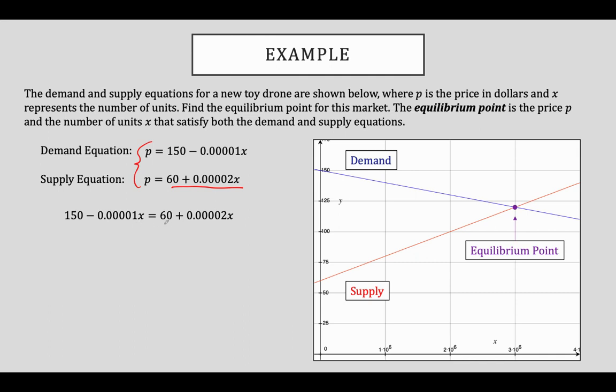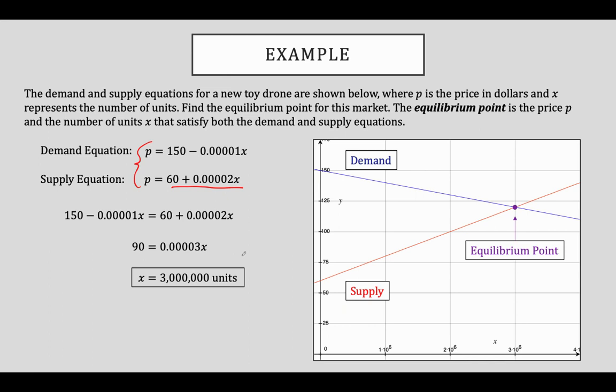We can combine like terms, adding this entire quantity to both sides and subtracting 60 from both sides of the equation. That leaves us with 90 is equal to 0.00003x. And then we can divide both sides of the equation by 0.00003, giving us x is equal to 3 million units. All right, so that is the optimum number of units for this market.